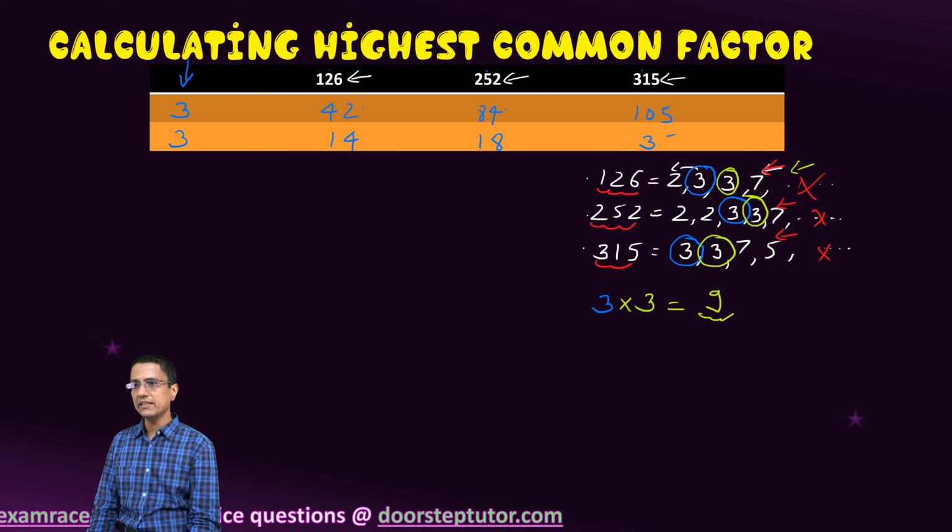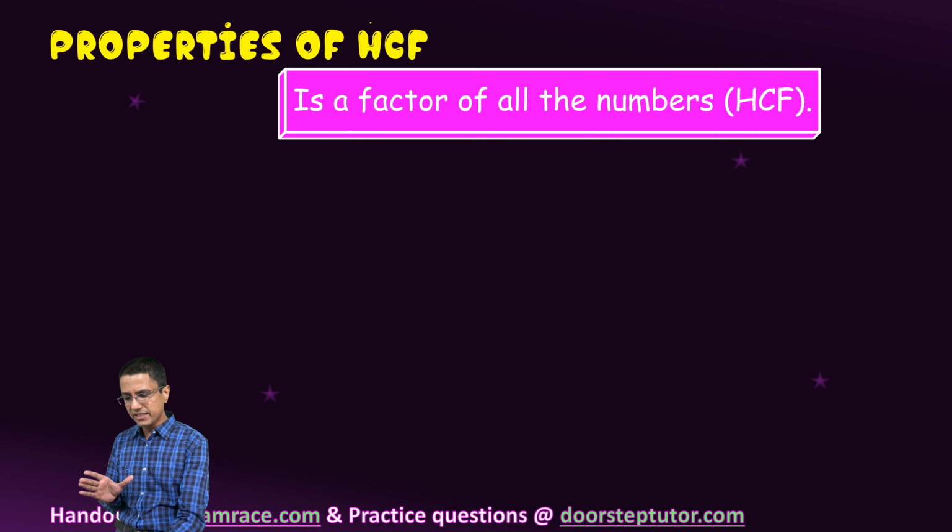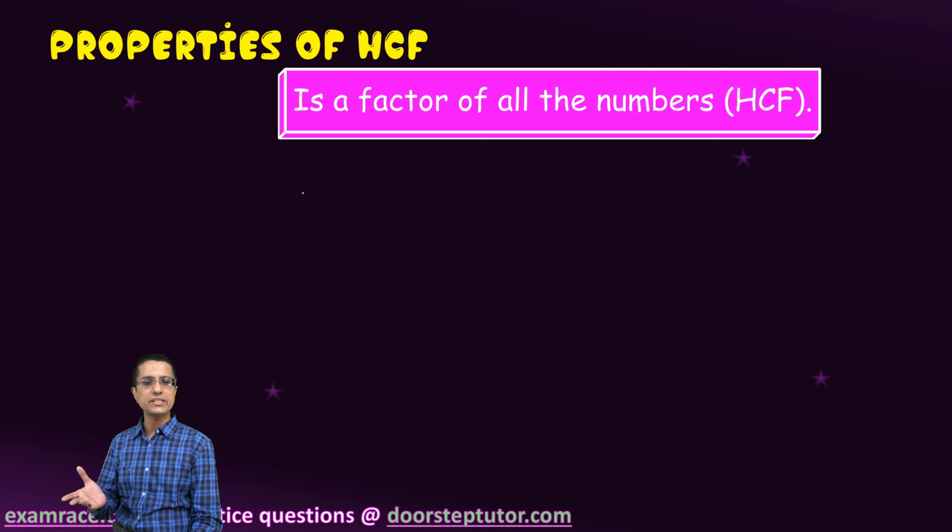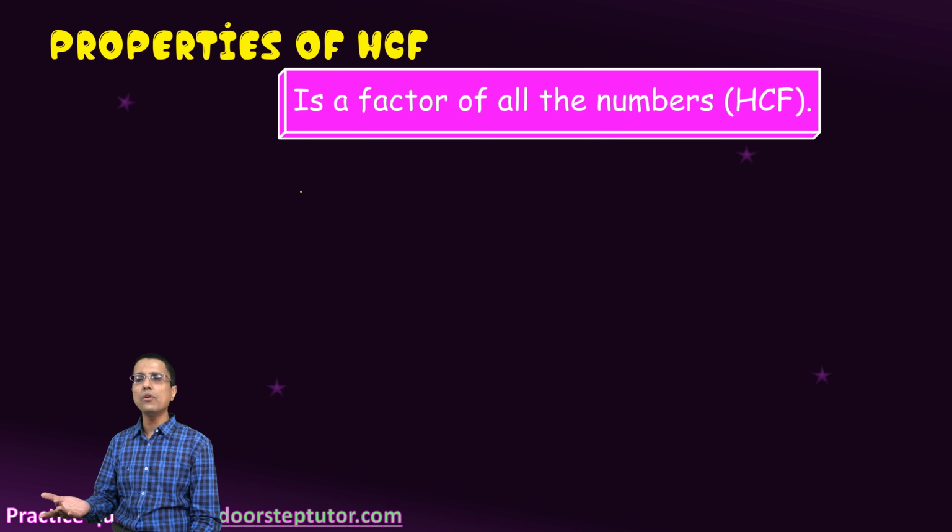Now that we understand how to calculate the HCF, we'll look at the word problems in a second. But first, let's look at the properties of HCF. HCF is a factor of all the numbers. So that is true, right? In the sense that we already know that by virtue of it being the highest common factor, it is a factor of all the numbers. It is just that it is the highest possible factor.